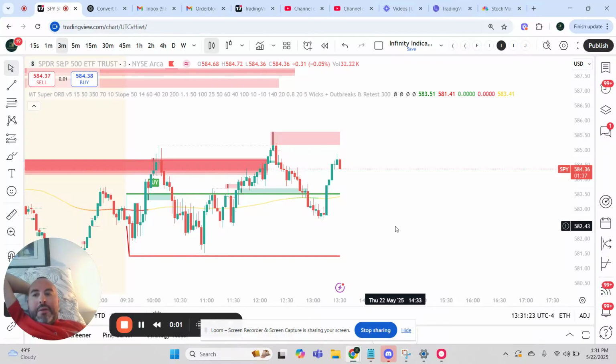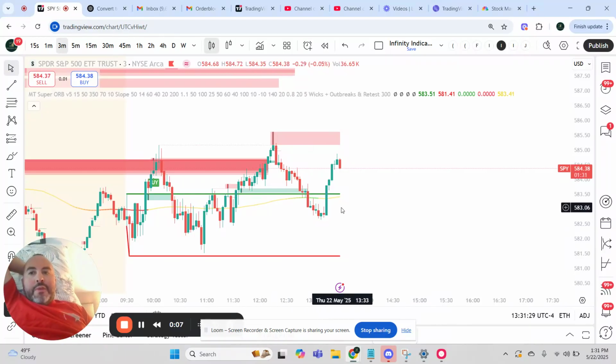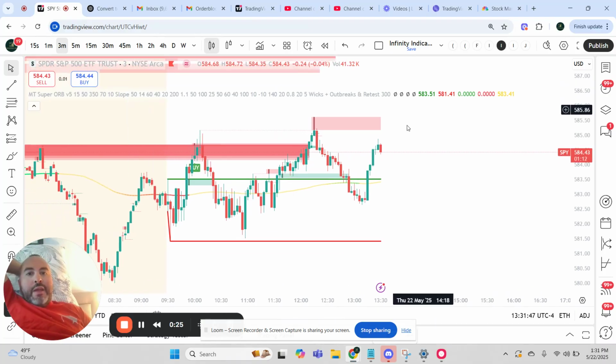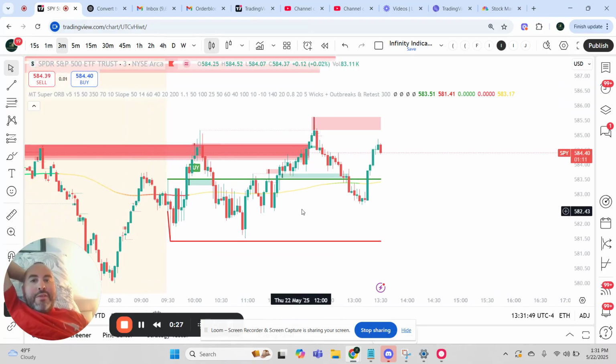Hey guys, so today I'm just going to do a quick video on the new update for the MT Super ORB. Okay, so you should see MT Super ORB version 5. If you don't, then you likely see a refresh symbol right around this area where my arrow is circling here. Hit refresh and then remember to save your layout. And then you should see these red and green bars here.